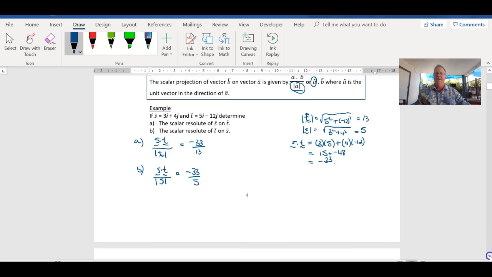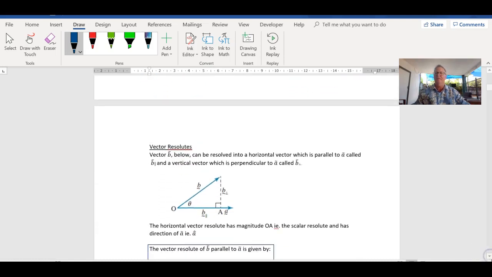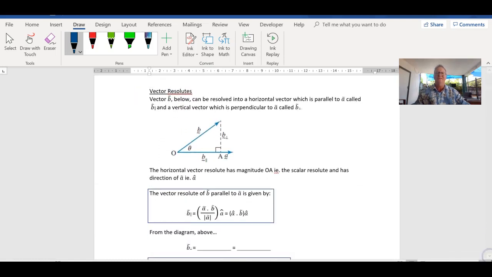Alright, so over the page, let's talk about the vector resolute. So they were the scalar resolutes. What about the vector resolutes? Well, back to this diagram. There's vector b, there's vector a. Now, we describe this vector as a vector that is parallel to vector a, and this one which is perpendicular to vector a.